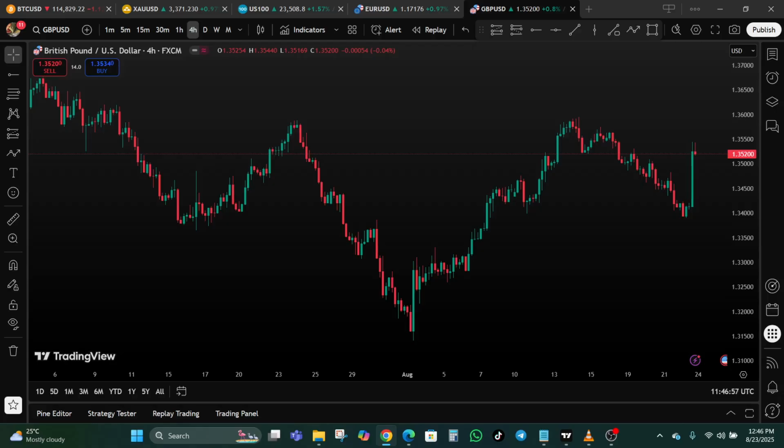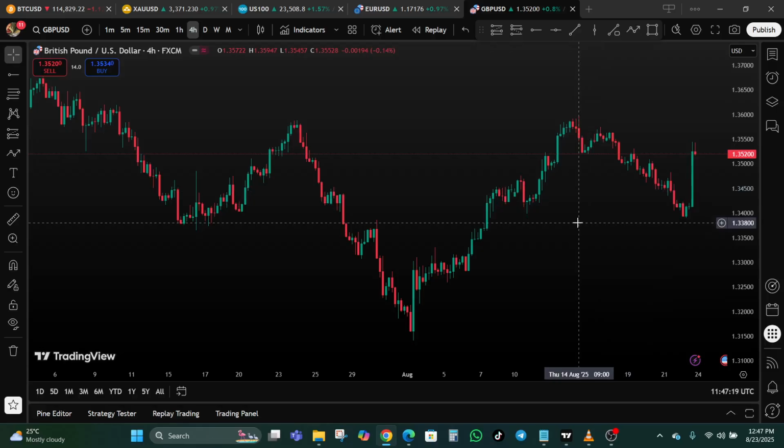I am going to be showing you what mitigation blocks are. This is just going to be a breakdown of mitigation blocks in trading. We'll cover what mitigation blocks are, why they matter, and how you can use them to improve your trading decisions. All right, so what exactly are mitigation blocks?